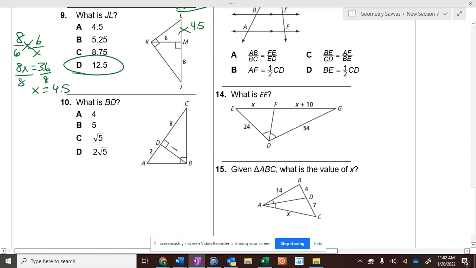BD. BD is right there. So 2 over x equals x over 8. Cross multiply, x squared equals 16. So x must equal 4. Choice A.